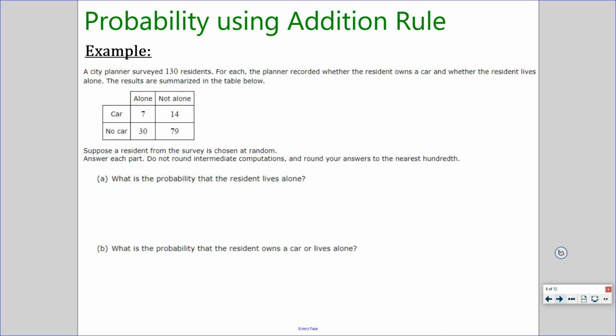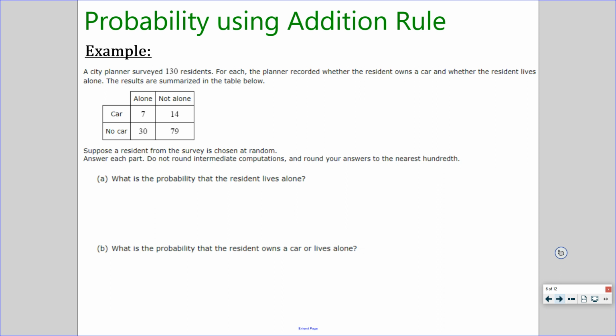A city planner surveyed 130 residents. For each, the planner recorded whether the resident owns a car and whether the resident lives alone. The results are summarized in the table below. Suppose a resident from the survey is chosen at random. Answer each part. Do not round intermediate computations, and round your answers to the nearest hundredth.